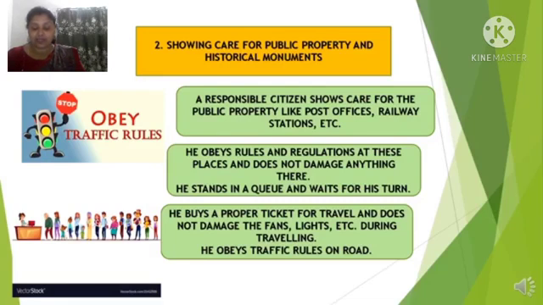See, good citizens boarding a train and they are in the queue. He should not damage the fans, lights, etc. while traveling on a train. One more thing, he doesn't harm the street lights, and he should not tear papers from the books at a public library.